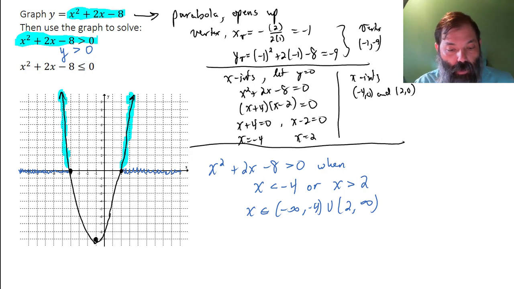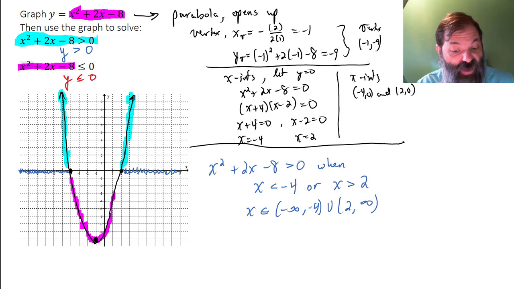All right, now let's solve the inequality x squared plus 2x minus 8 is less than or equal to 0. Notice again we have that same expression, x squared plus 2x minus 8. And so we can literally think, where is y less than or equal to 0? And we see on the curve that y is less than 0 on this portion of the curve, on the inside of the zeros. And y is equal to 0 at the x-intercepts.